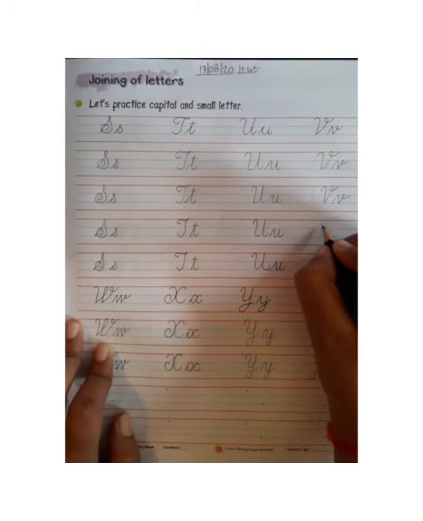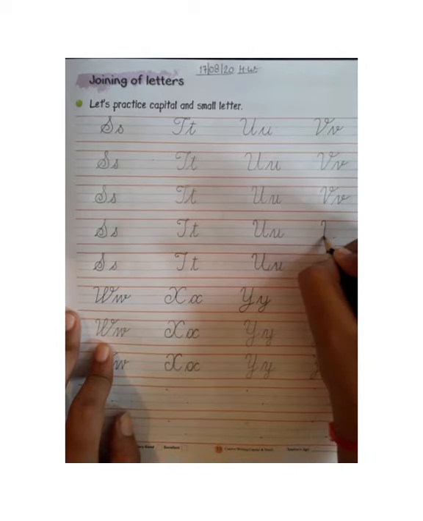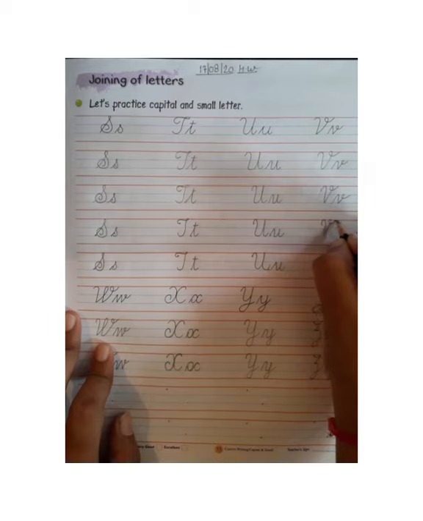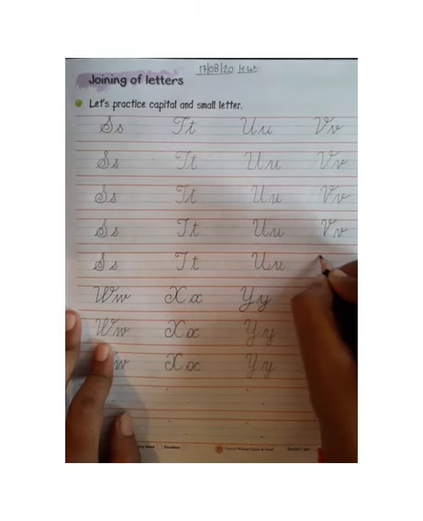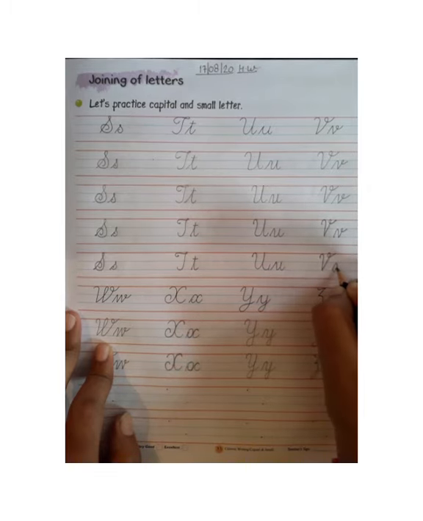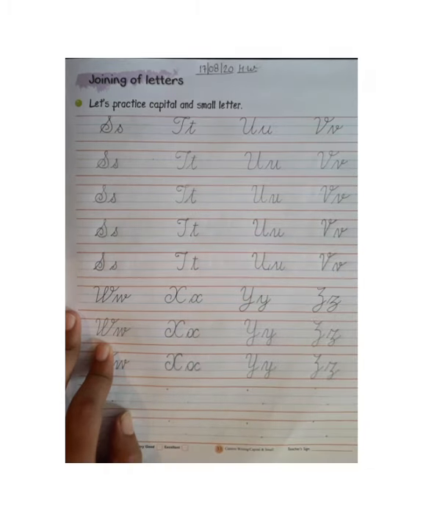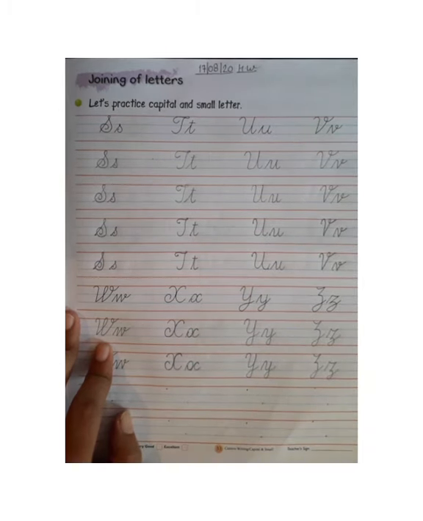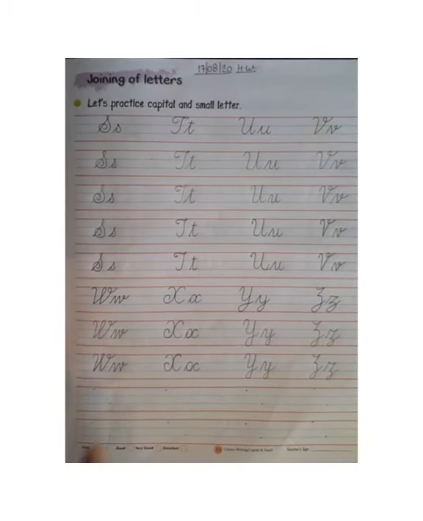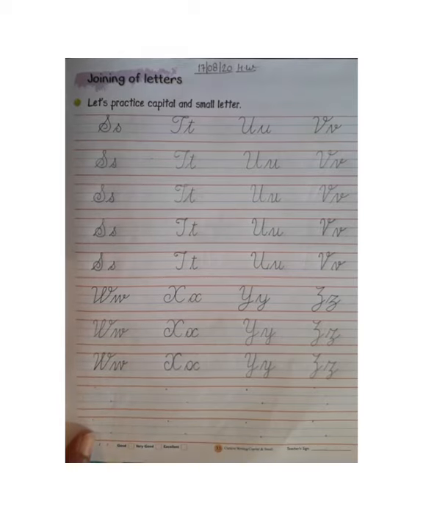Now we will make capital cursive V and small cursive V together. We will start from the dot and make like this. You can see how to make capital cursive V and small cursive V. Firstly you will put the dot, then you will make it, because after putting the dot it is easy for us, so firstly you will put the dot also.